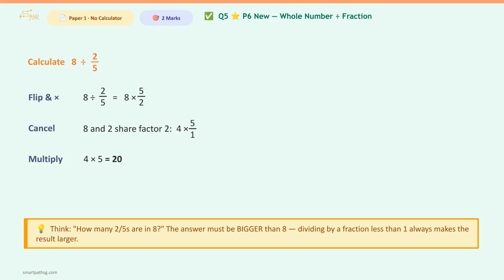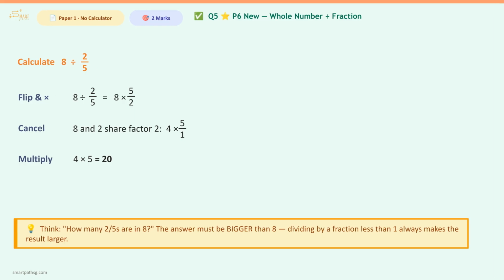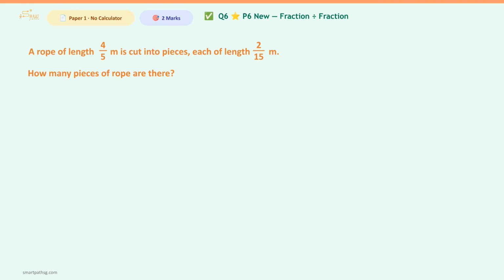Lastly, sense check. Does this answer make sense? Yes. When you divide by a fraction that is less than 1, like 2/5, your answer must always be bigger than the starting number. Question 6 is a word problem. A rope of length 4/5 meter is cut into pieces, each of length 2/15 meter. How many pieces of rope are there? This is a division problem, because we are finding how many smaller pieces fit into a total length.